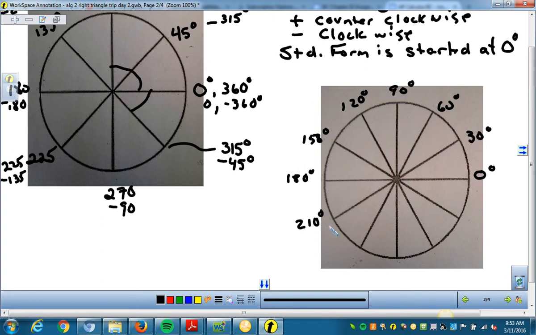210, 240, 270, 300, and 330. And again, we can go around the other direction, so we can call this 0 and 360. Okay, I'm not going to label those again. I'll label maybe one of them. We can call this angle what? Negative 30 degrees. Okay, just so we're clear, when we're going clockwise, they are the negative angles. All right, any questions on labeling angles in degrees?